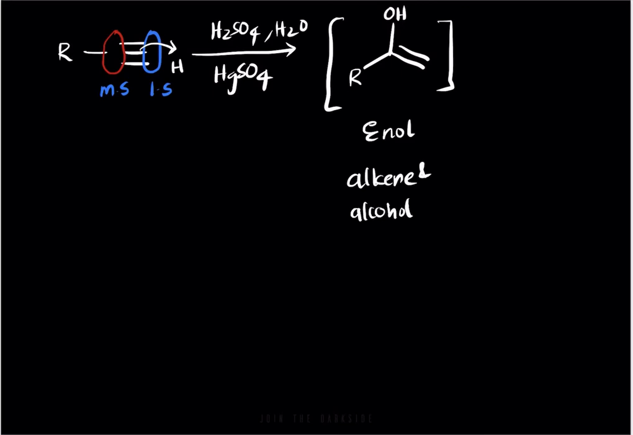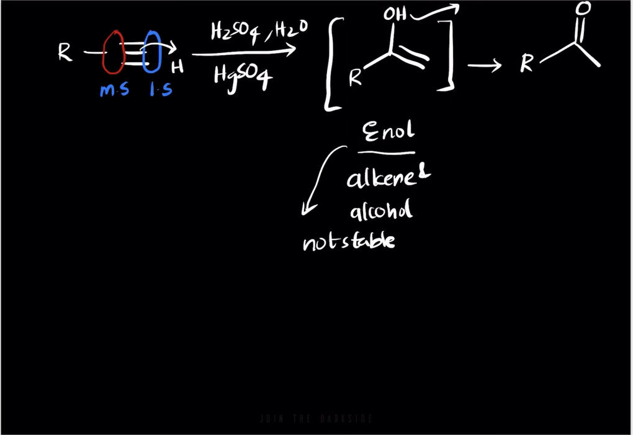Enols are generally not stable. So the final product that you end up with is, it loses the proton. That results in a stabilized double bond structure of a ketone.